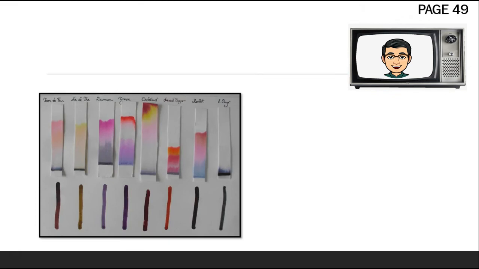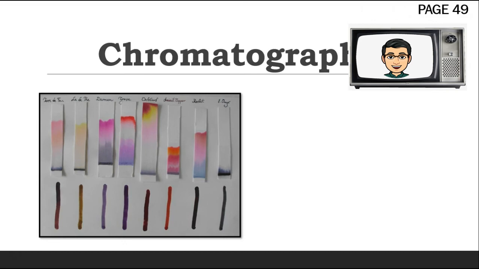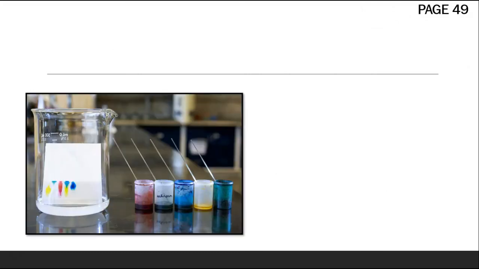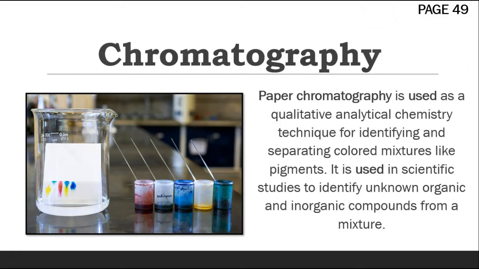Now, you have to listen carefully, or you can eventually just go back and try to research yourselves. This one is a bit complicated to understand, but I'll do my best to tell you how chromatography works. By definition, chromatography separates the different components of a mixture using an absorbent. The most common form of chromatography is paper chromatography. Paper chromatography uses a stationary phase and a mobile phase. Paper chromatography is used as a qualitative analytical chemistry technique for identifying and separating colored mixtures like pigments. What are pigments? These are colors. It is used in scientific studies to identify unknown organic and inorganic compounds from mixtures. So this is our takeaway in how we understand chromatography.